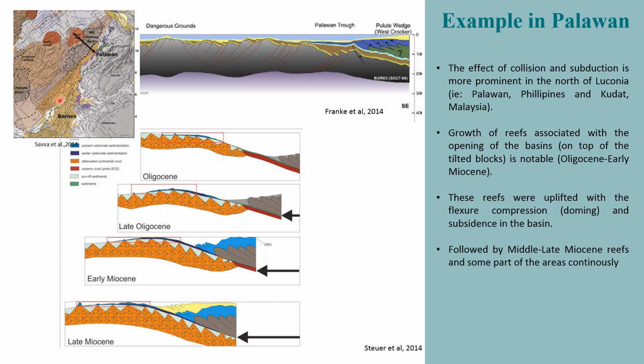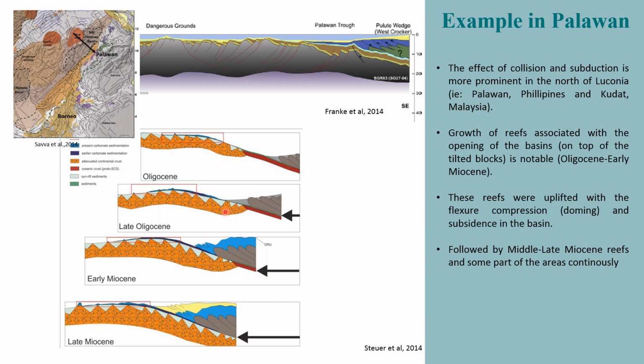Palawan is in the north and Luconia is located over here. So the subduction or the closure of the Proto-South China Sea and subduction of continental blocks underneath Palawan is more obvious. We can see that the blocks are coming in down underneath Palawan. Over here, the growth of reefs is associated with the opening of the basin at the top of tilted blocks, as we can see in the Oligocene over here.